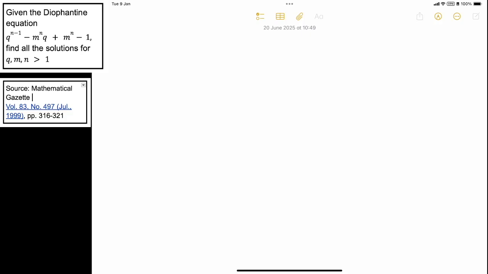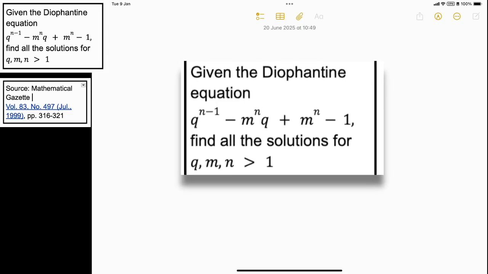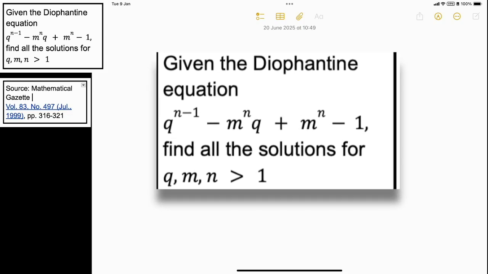Similarly to what I did in the last video, I will also be solving a Diophantine equation, which means an equation where we need to find integer solutions. This time I also took the problem from my favorite book, which is 25 Years of Mathematical Gazette Problem Corner. This problem specifically comes from Mathematical Gazette volume 83 from 1999.